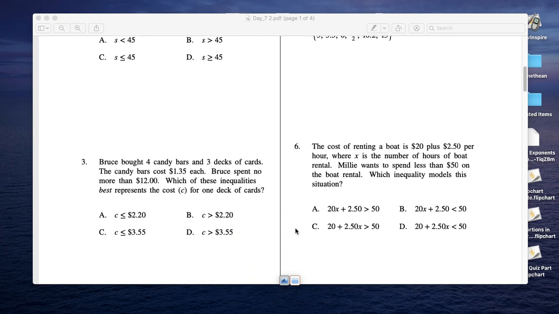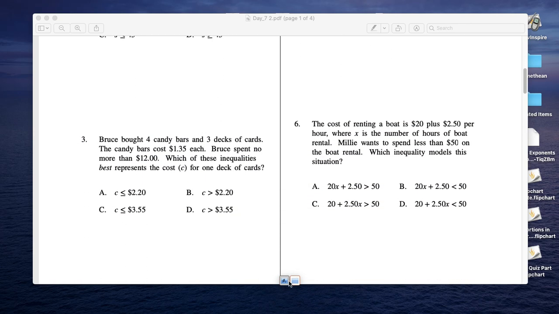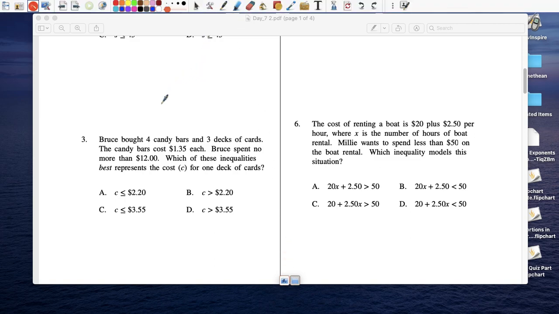So that's our answer. 3. Ruth bought 4 candy bars and 3 decks of cards. The candy bars cost $1.35 each. He spent no more than $12. Which inequality best represents the cost for 1 deck of cards? We know the price of candy bars, 1.35 times 4, so that gives us $5.40. If you subtract that from 12, we're left with $6.60.